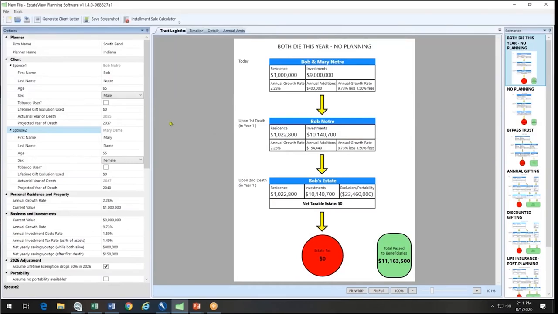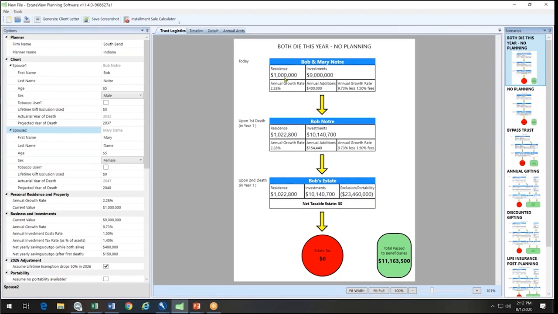The software is designed to show you these scenarios that you see on the right-hand side of my screen. And that would be number one, both clients die immediately on their vacation right after you plan their estate. Is there an estate tax? And you see here, Bob and Mary Noter in the middle.